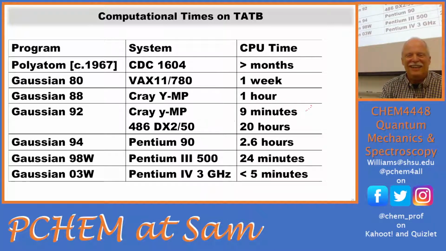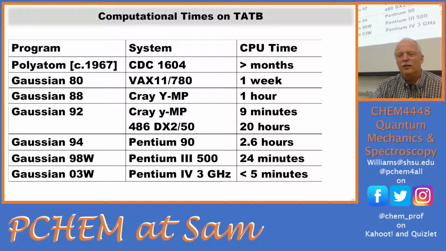And so 20 hours, right? Then when I got here, I started working on this. That was before I got here. 98W, I think, is when I first got here. It was taking 24 minutes. So from 20 hours to 24 minutes. And then Gaussian 03, less than 5 minutes. I need to calculate it on Gaussian 16 to see how it's sped up.